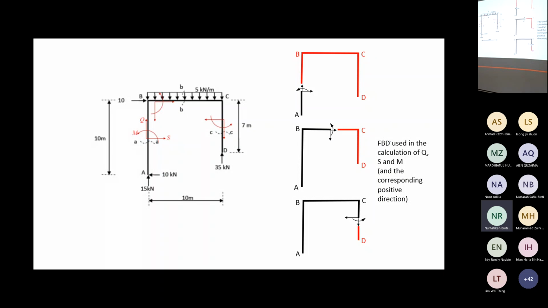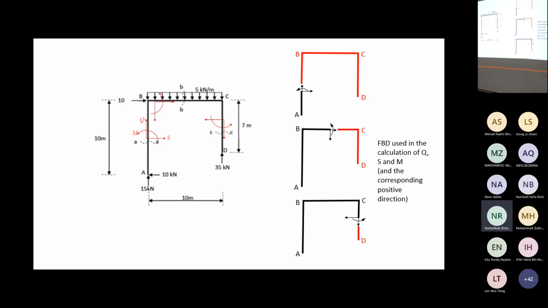So the positive sign that is shown here as Q, S and M is referring to if you use the free body diagram, after you cut this, you use this part. So that is the positive directions for axial force Q, shear force S, and bending moment M. The free body diagram that we use is the black one. If you use the black one, then the positive direction is defined as shown in the diagram here.